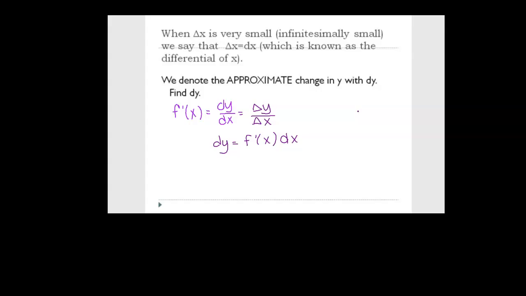So when delta x is really small, then we call it dx. When delta y is also really small, we call it dy. And this is where our derivative came from. So f prime of x equals dy over dx. Same as delta x, delta y. dy equals f prime x dx.